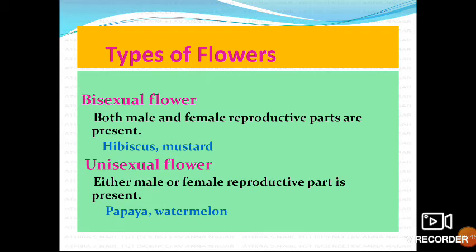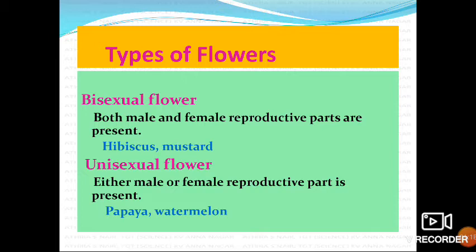Types of flowers. Two types of flowers are there, mainly bisexual flower and unisexual flower. Bisexual flower: if both male and female reproductive parts are present in a flower, then we call it a bisexual flower. For example, hibiscus and mustard. In both these plants, we can see both stamen and pistil. That's why they are bisexual flowers.